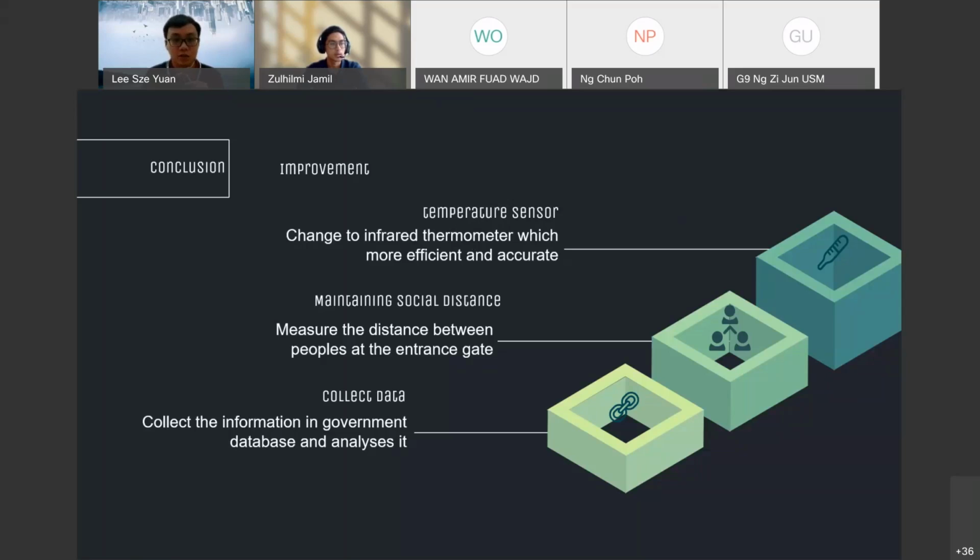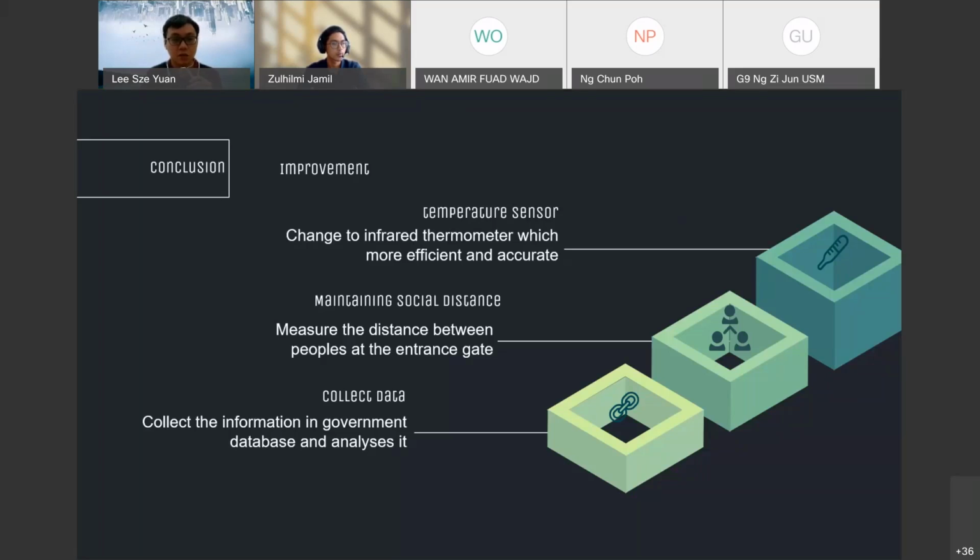So the second is maintaining social distance. So we have an idea that we can measure the distance between the people using a camera or an infrared sensor, put it at the entrance, so that before they go into the location, if it's full already, even if they wait outside, they can make sure the distance among themselves is correct.